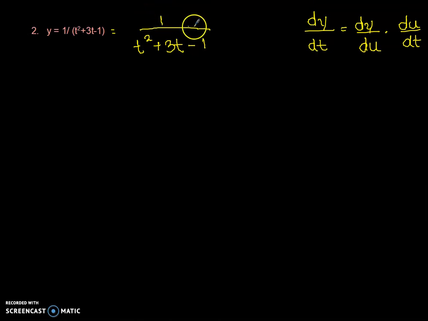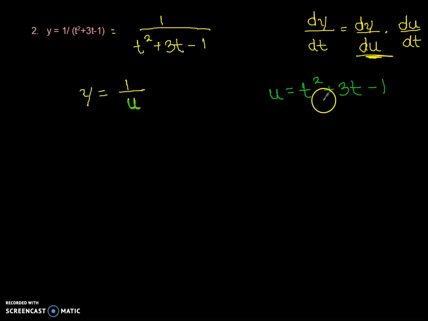Because technically 1 over this entire expression I could also derive the expression itself. So I know I need to apply the chain rule. So sidebar, I'm going to assign u as t squared plus 3t minus 1. So if I'm trying to find out what dy over du is, first, let me rewrite y in terms of u. So now this would be 1 over u. Notice I'm replacing the denominator with u, which is noted on the side here.